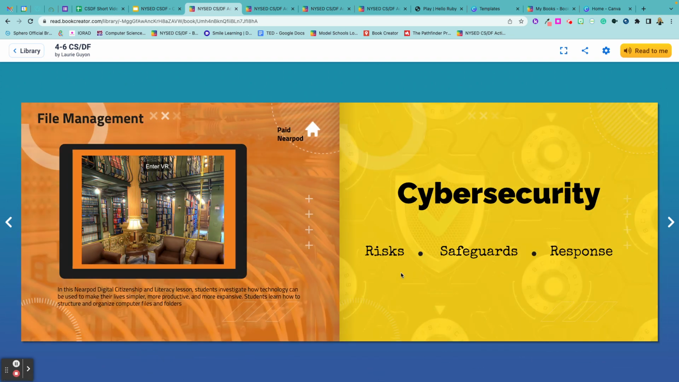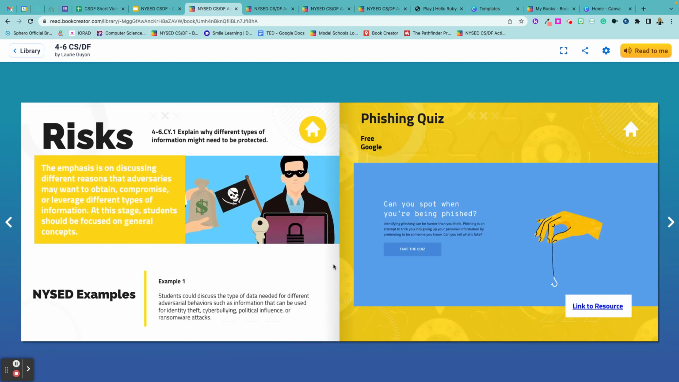Now, cybersecurity really talks about our risks, safeguards, and response again. There's only 5 standards in this area, so it's a small area, even though it's an important topic. The first one in risks is explain why different types of information might need to be protected. So here you can have your students think about the data that they want to make sure that they're protecting.